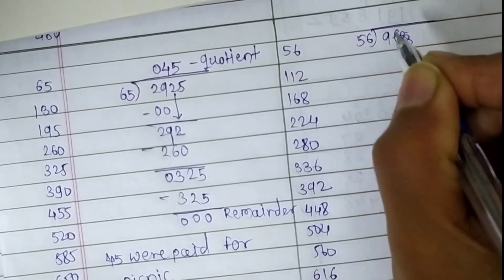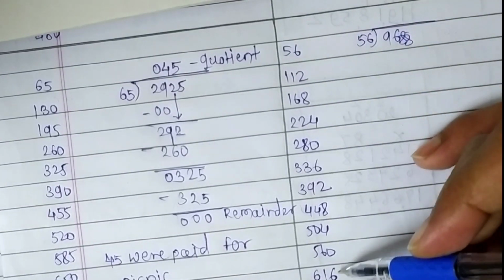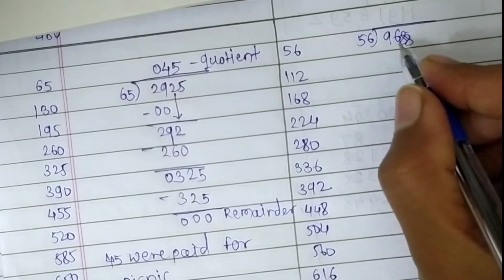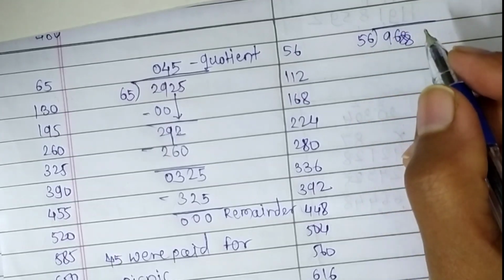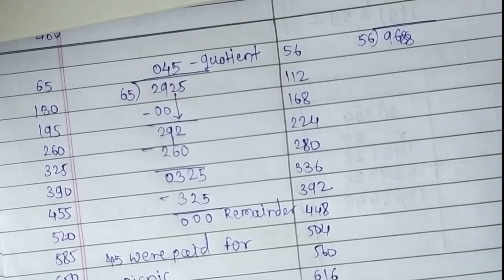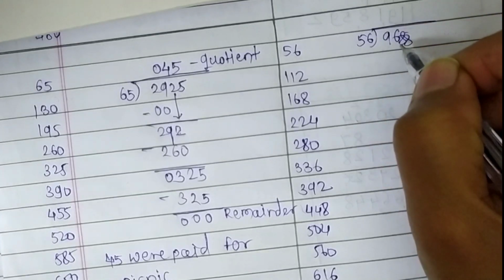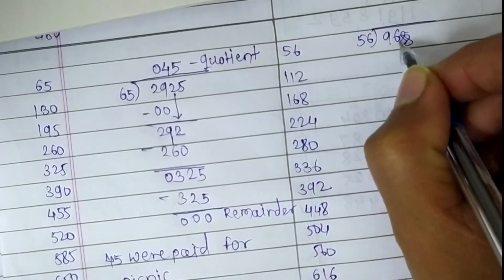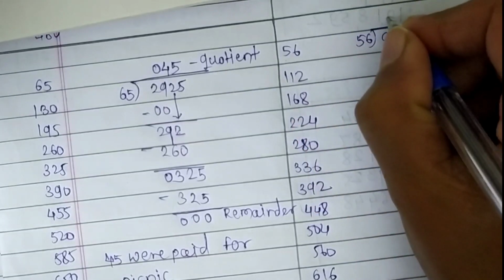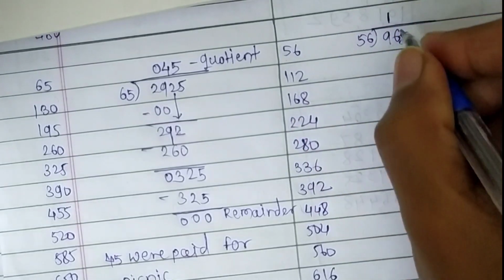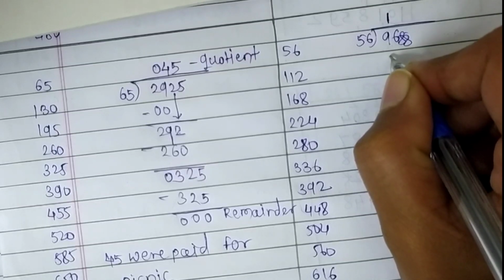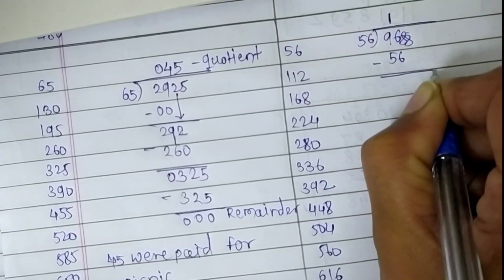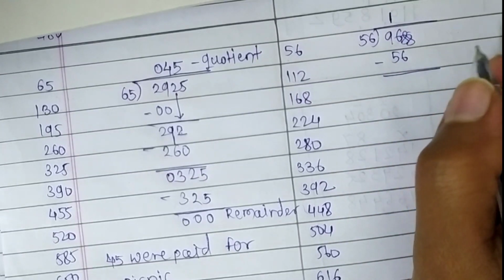9,688 divided by 56. Here I write the table of 56. Let's look at the first two digits. They are bigger than our divisor. So we are going to divide it. On the 56 table, the number nearest to 96 is 56. So we are going to write here on the quotient side 1 and just subtract 96 minus 56.